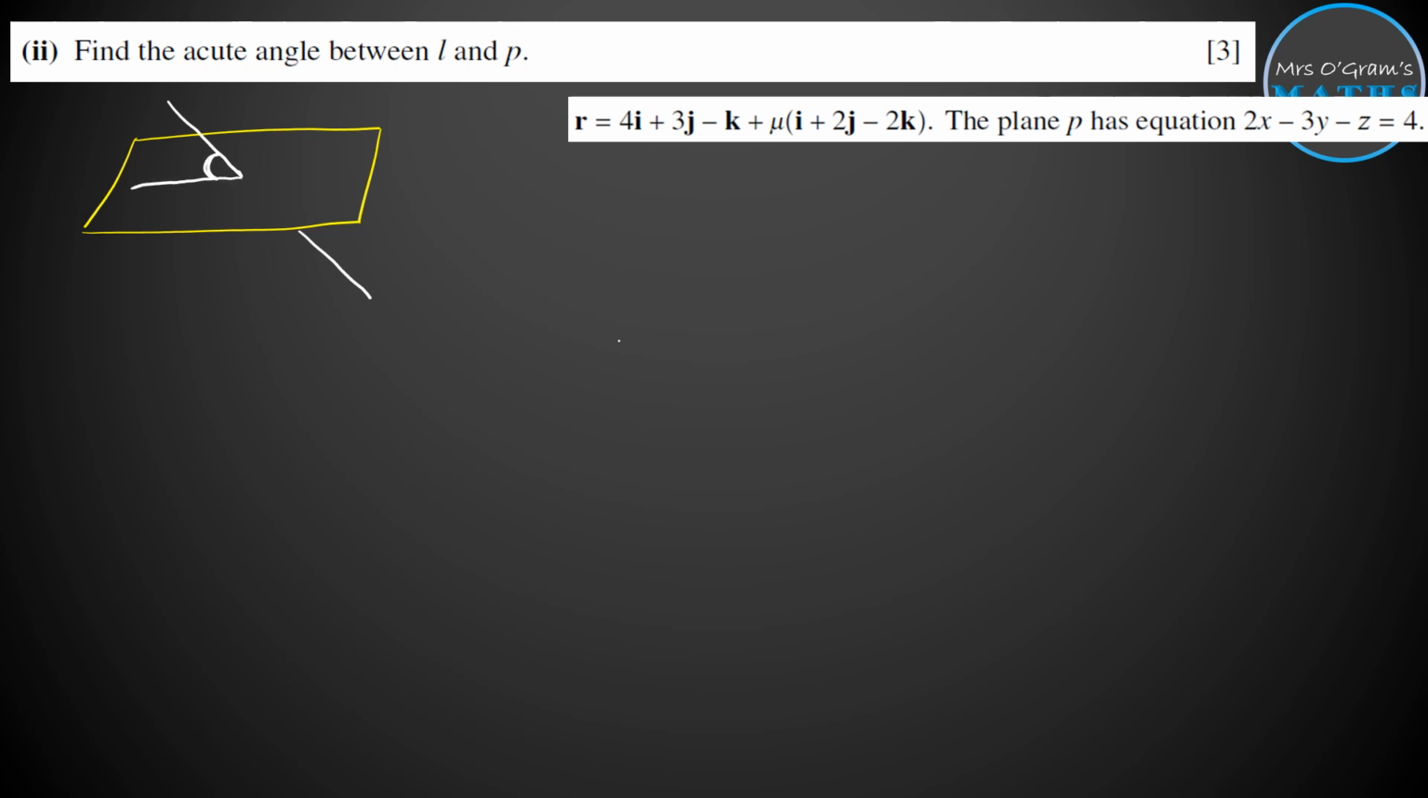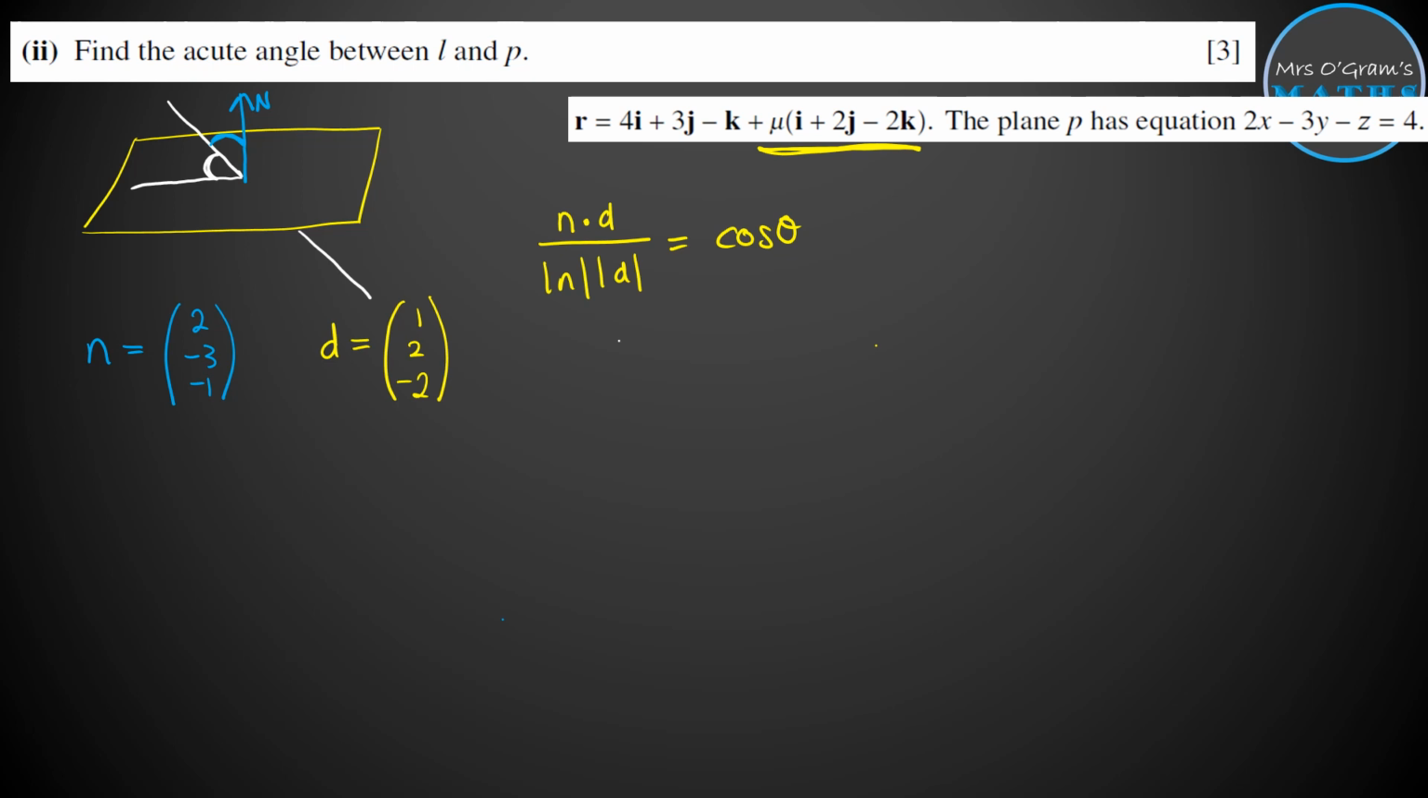And what we'll use is the angle between the normal to the plane and the line to be able to work that out. So the vector for the normal I'm just going to call n, and that's (2, -3, -1) taken from the equation of the plane. The vector we need to use for the line is the direction vector of the line, which is this portion of the line equation. I'm just going to call that d for us to be able to refer to it easily. So that'll be (1, 2, -2), which gives us the direction vector of the line. And we can use the scalar product to be able to work out the angle between them.